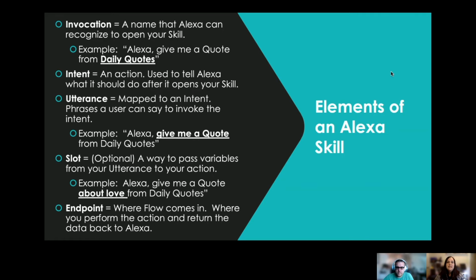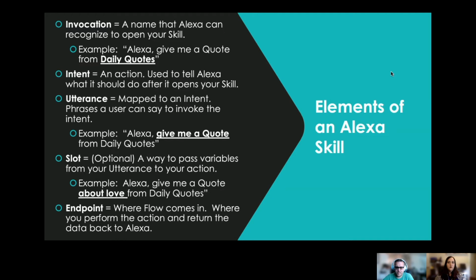The next is intent. Intent is an action. Once you invoke your skill, this is the action that you're going to tell it to do. And then you have utterance. You can have different ways that you could say something to perform this action, so you can map one of these to an intent. For example, you can say, Alexa, give me a quote from Daily Quotes. The "give me a quote" is the utterance, what it's looking for to know what to do. Okay. Another aspect is slots.